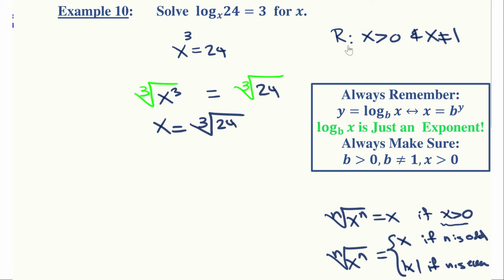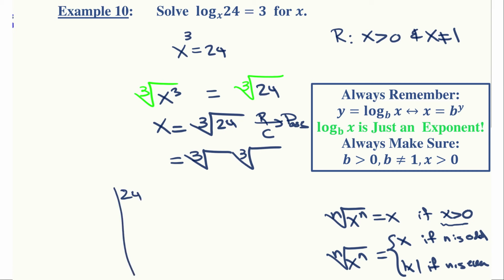So now we check it against the restricted values that we have to worry about, and we notice that this is in fact positive, and it certainly is not 1. So it passes the restriction check, and we can go ahead and accept it as a solution. All we need to do is make sure that we simplify it. Now, if you know how to do that without finding the prime factorization, you can proceed. If not, you can quickly find the prime factorization of 24.